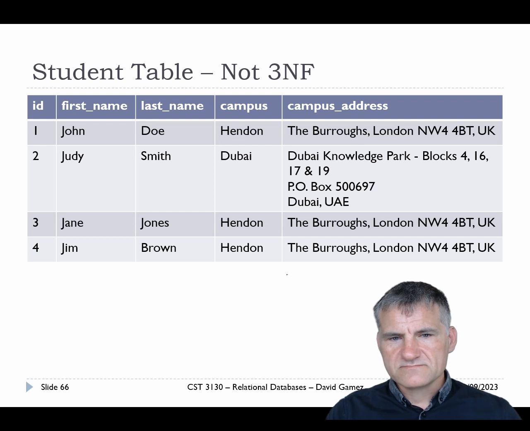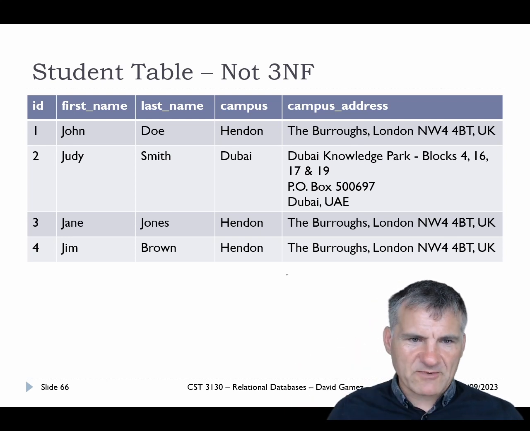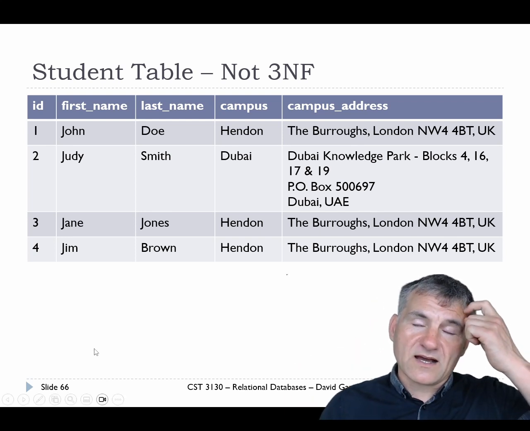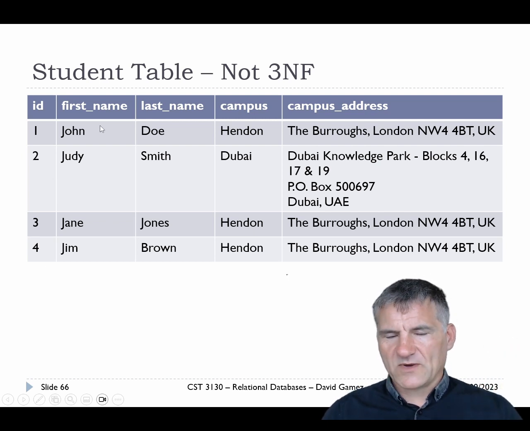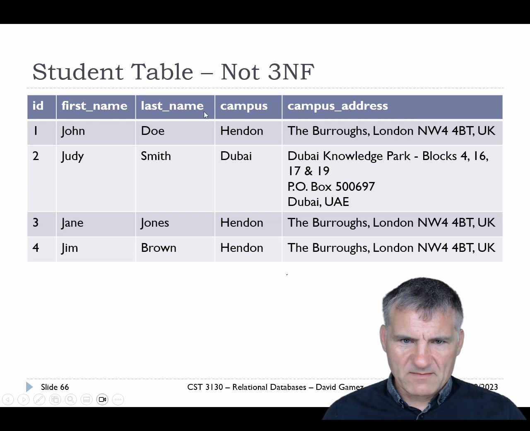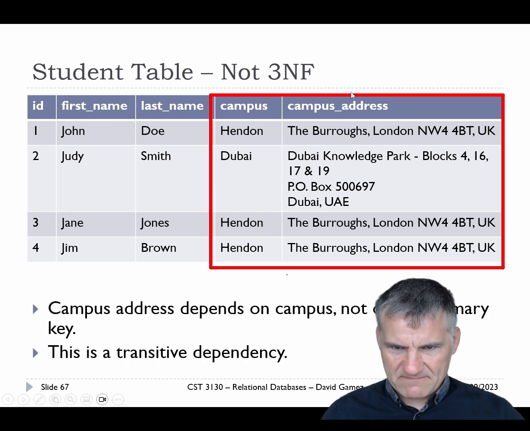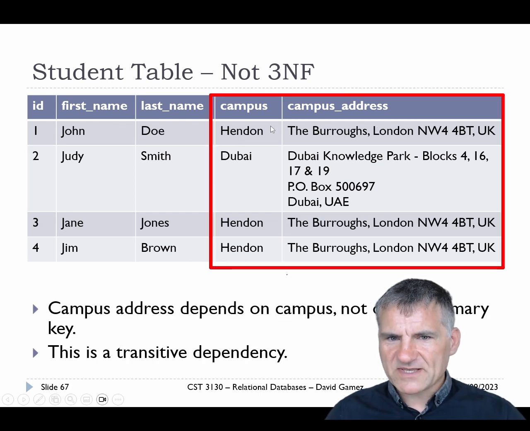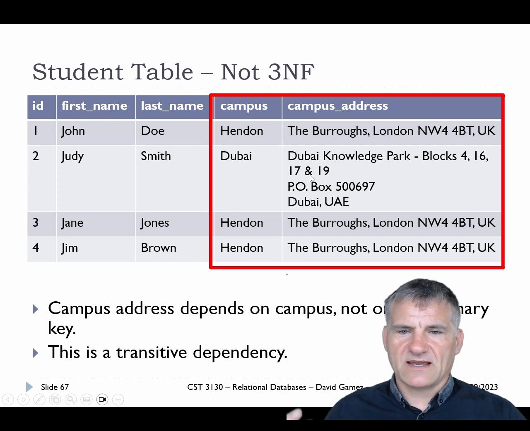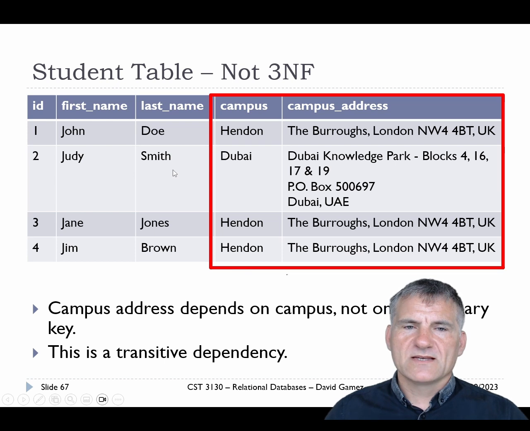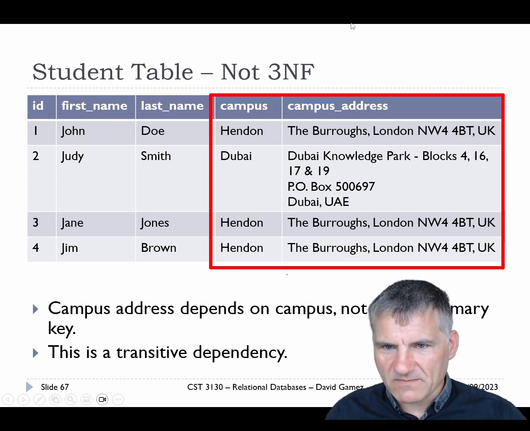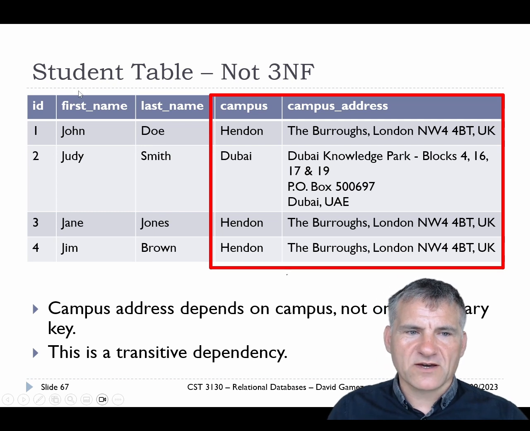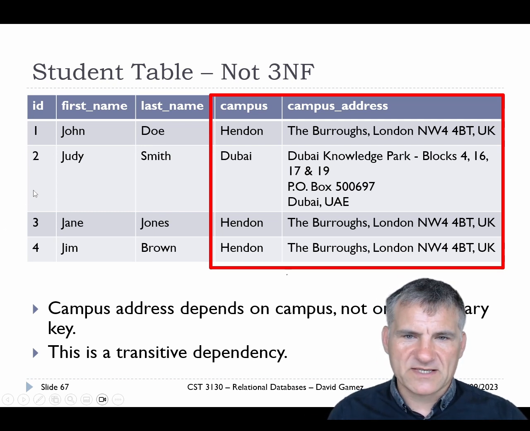So suppose we've got this table here. Now this is in second normal form because the primary key here is just the ID. But it's not in third normal form because there's a transitive dependency here. Obviously the campus address depends on the campus. It doesn't depend on the primary key here. So that's what's called a transitive dependency, because one column within the table depends on another column, not on the primary key, and that's why it's not in third normal form.